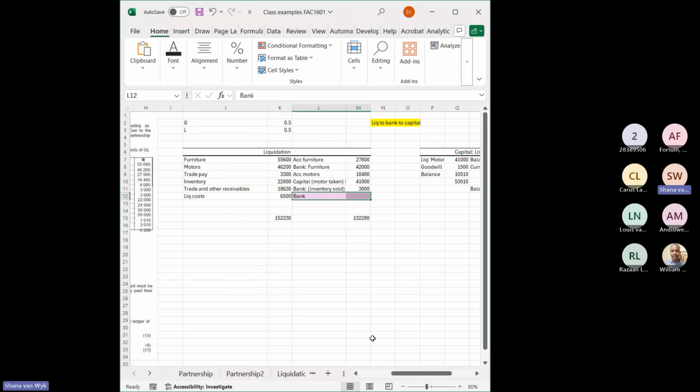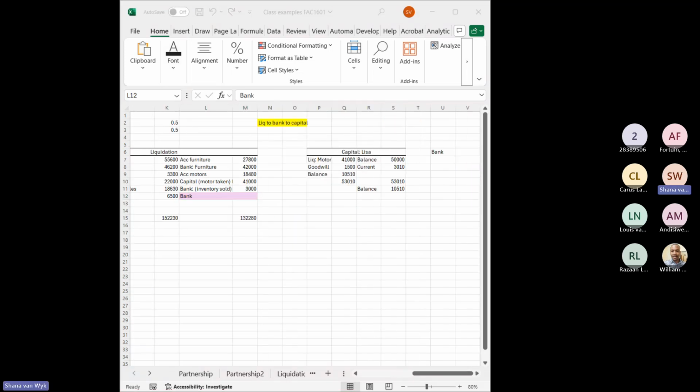Okay, so with the capital, we need to pay it out, which means that if we're going to close it and pay it out to our partners, this is going to be bank. This is not going to liquidation. Your partners have to fund that shortage in your bank account. That credit in your bank must come off their capital, so that your liquidation account is zero. So 50% of the shortfall is going to come from each of the capital accounts.